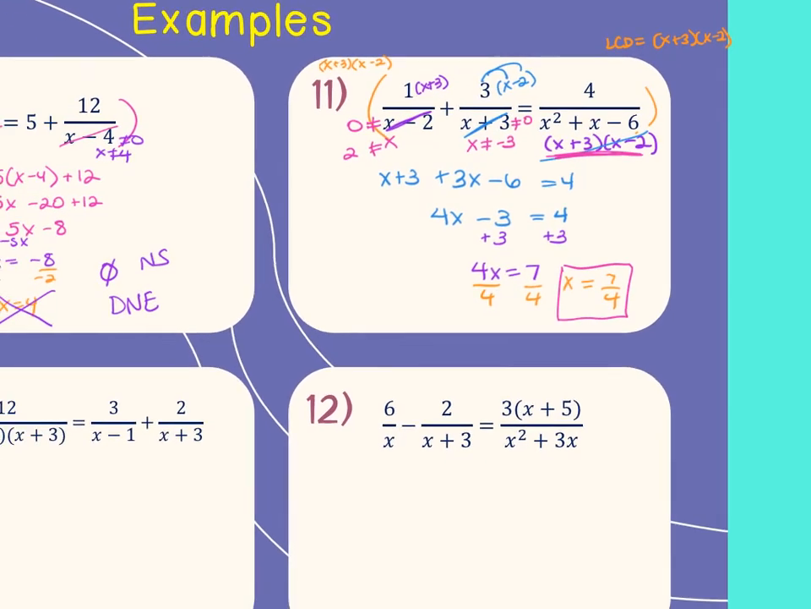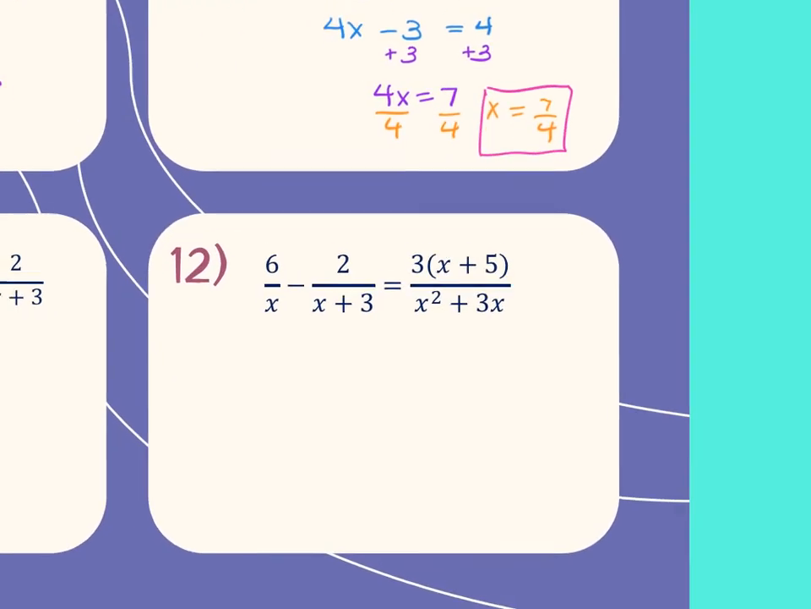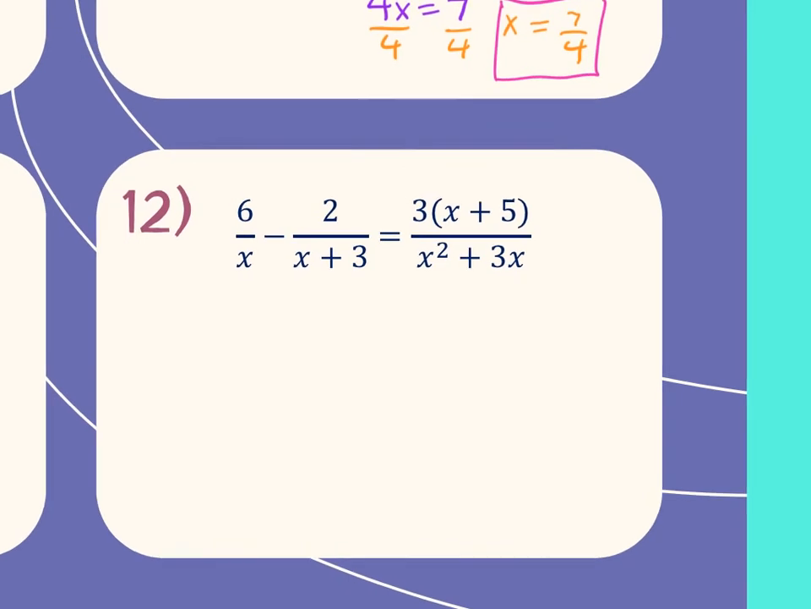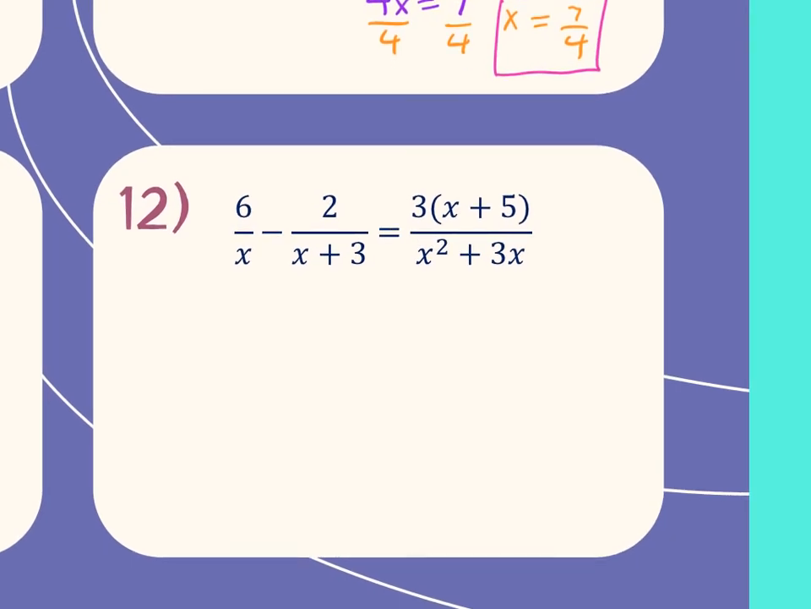So same exact process, you just got to factor that one, okay? And then I'll go to 12 and then I'll go back to 10. You also have to factor 12. So on 12, that last denominator, you take out an x. Now my least common denominator is x times x plus 3.